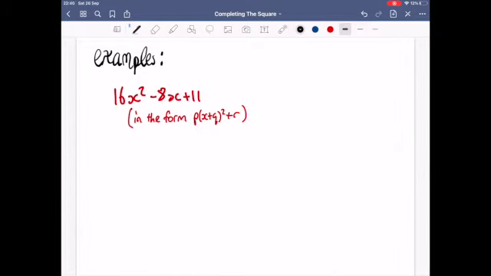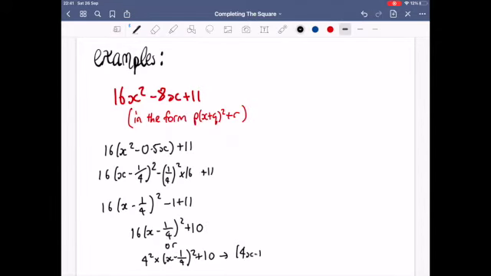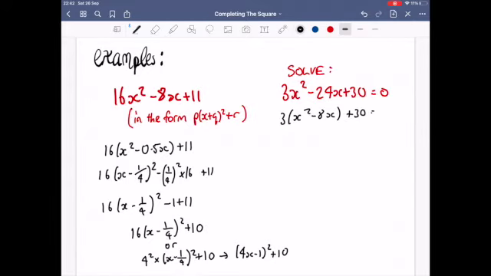So we have 16x squared minus 8x plus 11. So take out the 16. Then we would halve the coefficient of x, so that gives us a quarter, square that, then take away q squared times p, and just expand this, leaving us with 16(x minus a quarter) squared plus 10. Or, due to laws of indices, we can write 16 as 4 squared, leaving us with (4x minus 1) squared plus 10. Another example, 3x squared minus 24x plus 30.